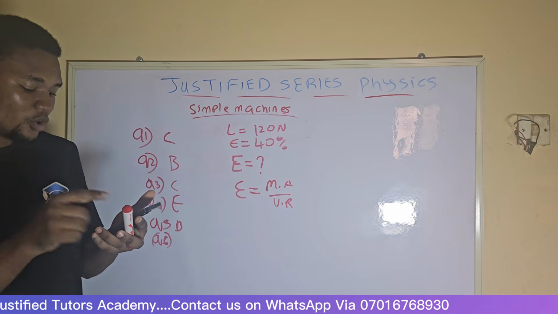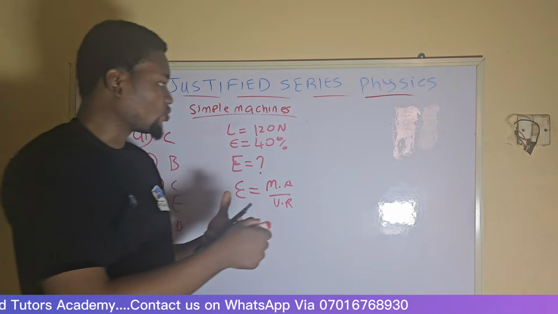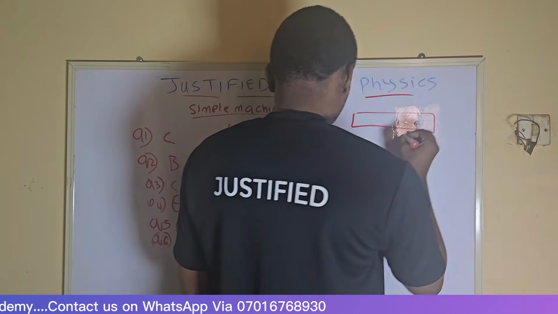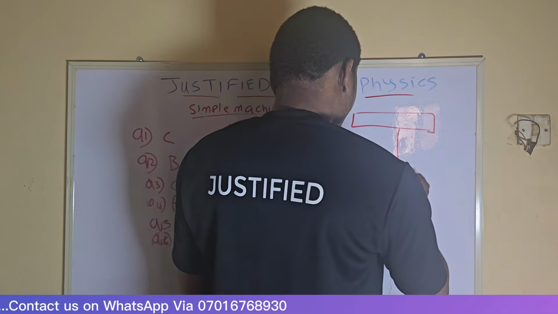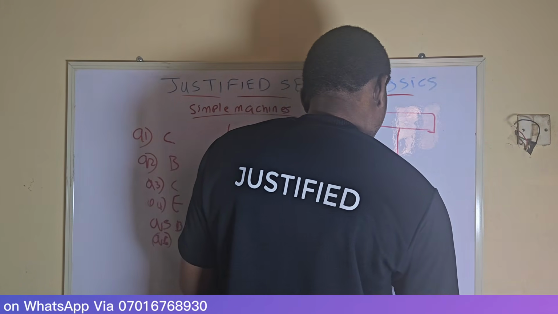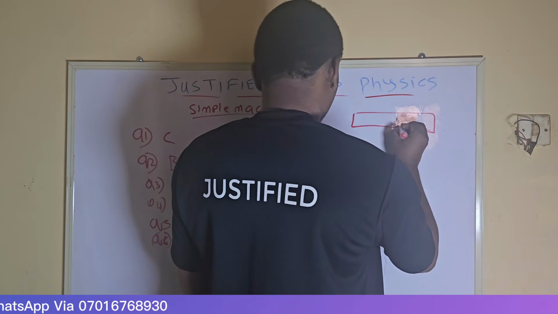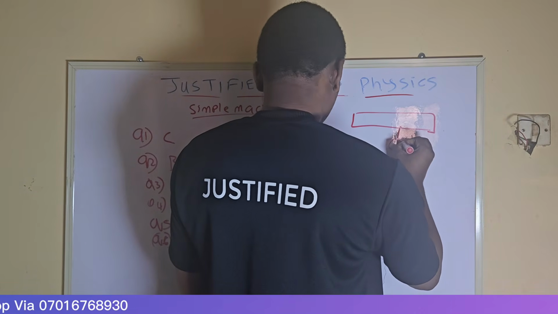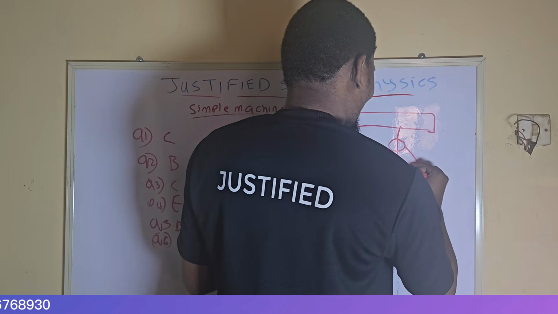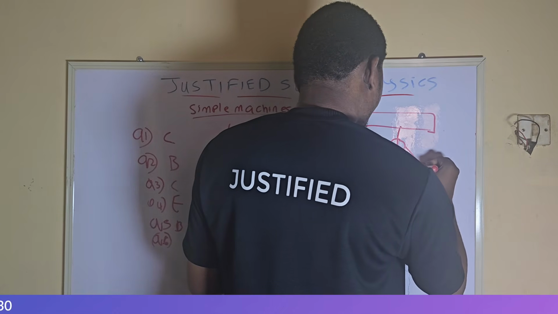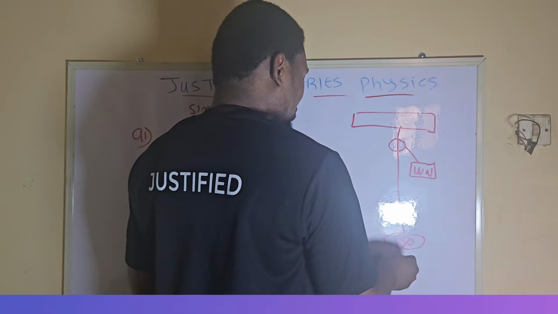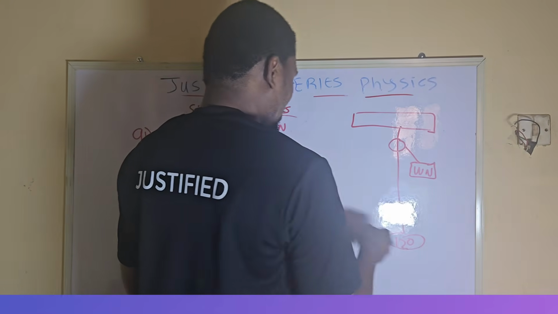So let me try to draw it the best way I can, because I can see something like this here. Then we have something like this going down from it. Then we have 120 here. Then we have a circle around here that drops down here. We now have the W Newton here. So this is the load. Sorry, this is the effort. This is the load.